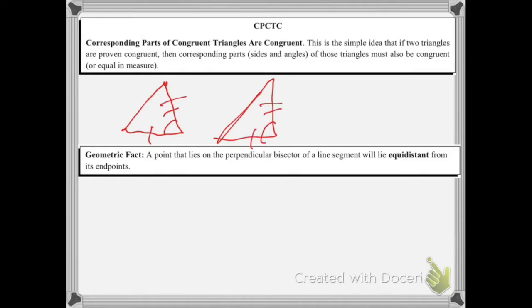If I've already said that these two triangles are congruent by side angle side, then I can say that FD is congruent to AC, because if the triangles are congruent, then all of their parts that are in the same position are also congruent. That should make sense to you. Also, angle A is congruent to angle F. But first, I must show that the triangles are congruent.